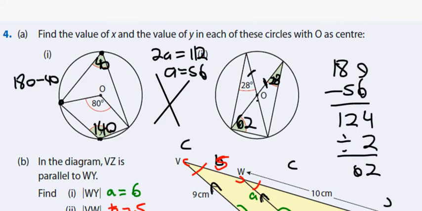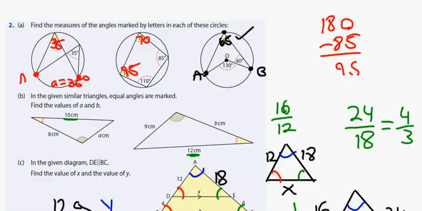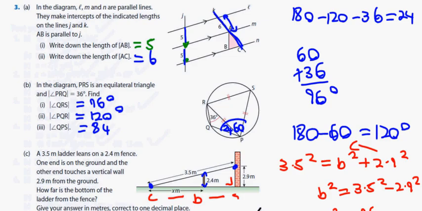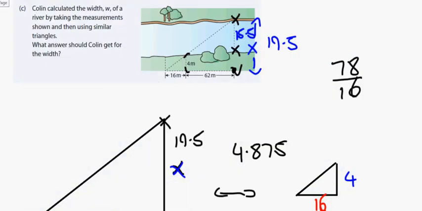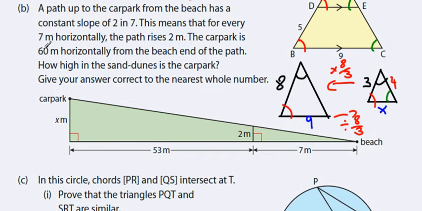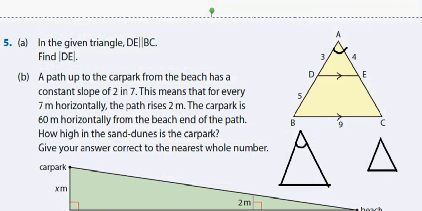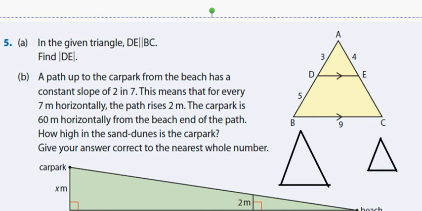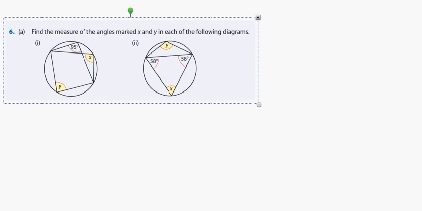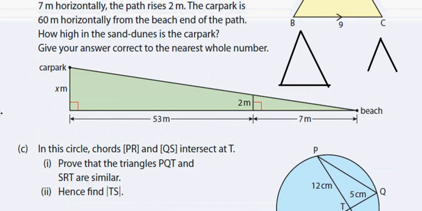So let's find out where 5A is. 3 3/8, correct. Okay, next part, part B. A path up to the car park from the beach has a constant slope. Now we can just undo everything here for a second. Let's take all this away. Okay, so we're just going to try number B now.